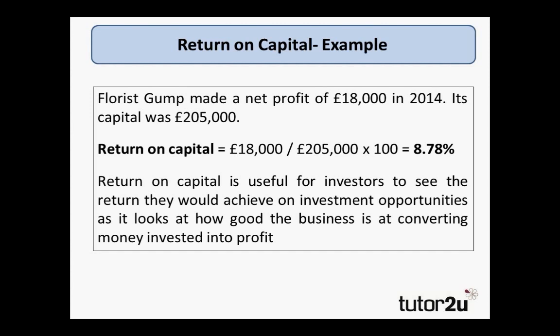So we're just going to use a simple example. We're going to look at Florist Gump again. It made a net profit of 18,000 in 2014. Its capital was 205,000. That means it's got a return on capital of 8.78%, which basically means for every £1 invested in the business, it returns just under 9p.